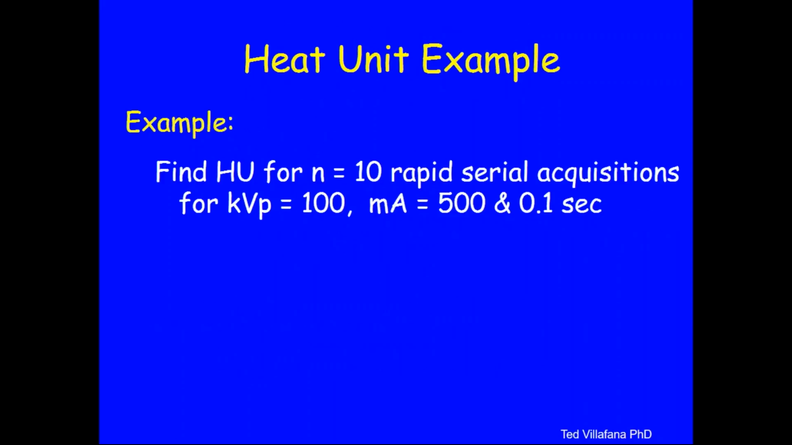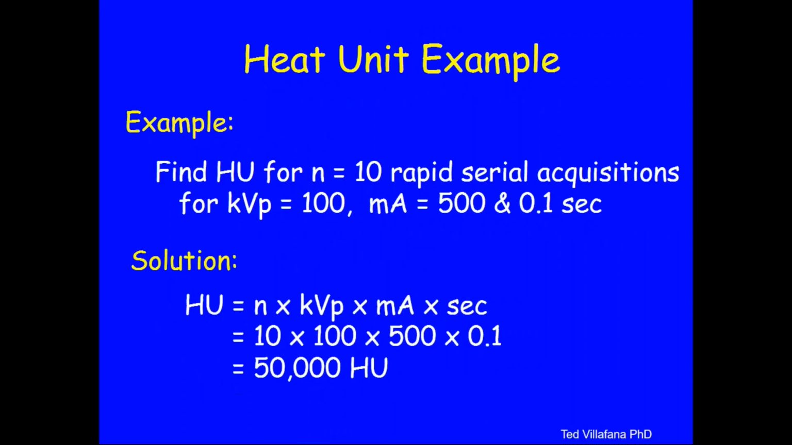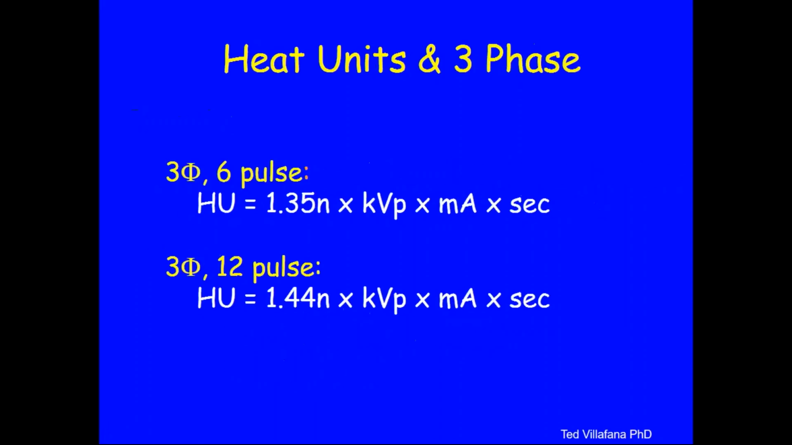Here's a quick example. Find the heat units if you took a rapid serial acquisition run of 10 images for 100 kV and a 500 MA and a tenth of a second. Okay, well, it's just that running product multiplied by 10, N equals 10. And a quick little math there will show that this is 50,000 heat units. That's how you calculate the measure of heat that you produce when you have a particular exposure technique.